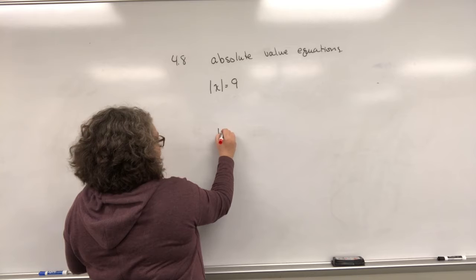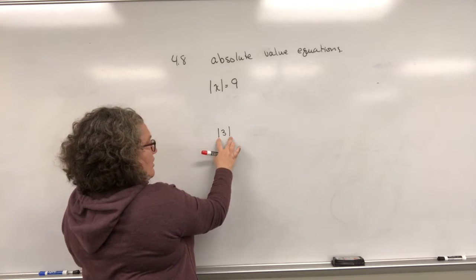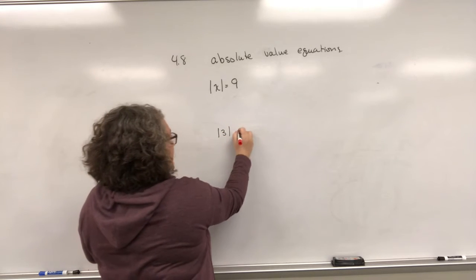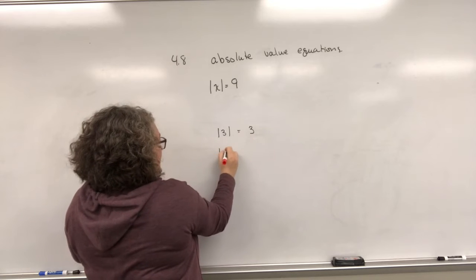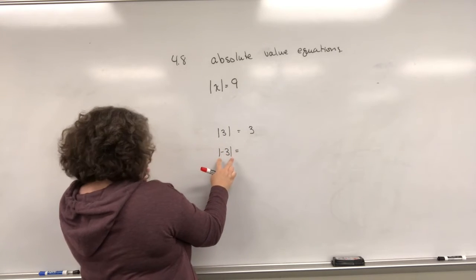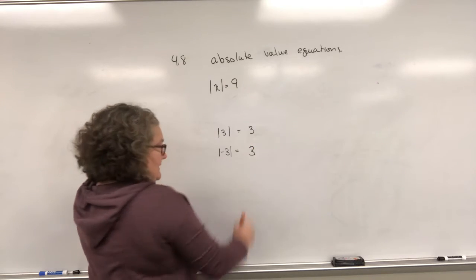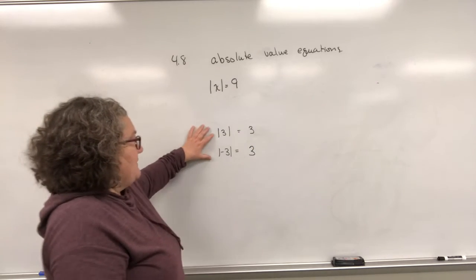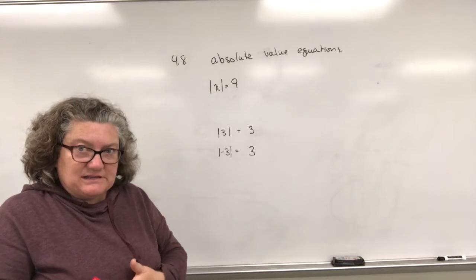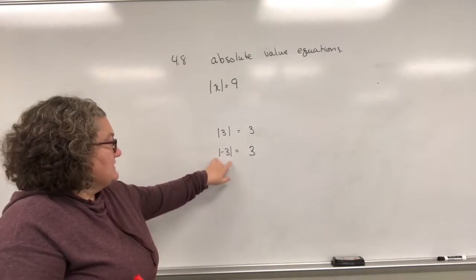So if I ask you this, it would say, how far is 3 from 0? You would answer that it's 3. But we can also say, how far is -3 from 0? And you would say that that's 3 steps also. So this is what we did in the past. I would just ask you the distance something is from 0 by putting those absolute values.